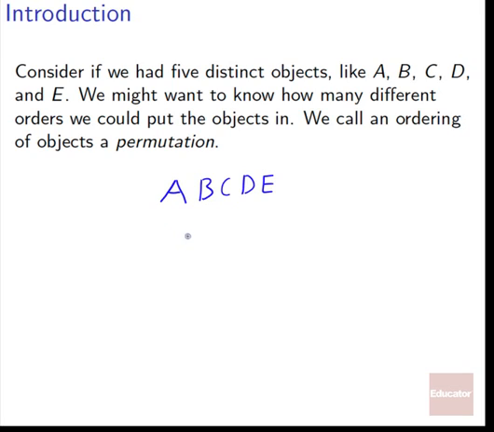Another one would be if we put the letters in some different order, like B, A, C, D, E. Or maybe A, E, C, D, B, right? We can see that there's going to be lots of different ways that we can order these. Each one of these is a permutation of the letters, because it's an ordering of those objects. So one of the things we'll be working on is how we can figure out how many permutations a set of objects has. That's one of the major things we'll be learning in this lesson.